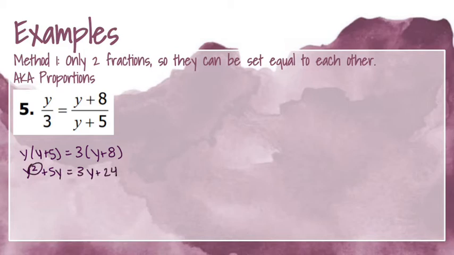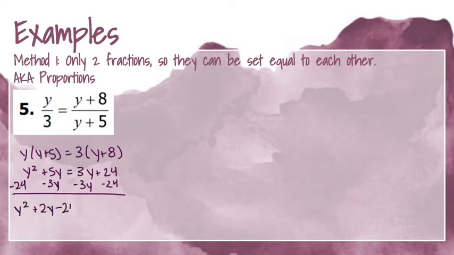And anytime you have a squared in there, that means it's a quadratic equation. When we have quadratic equations, we want it to equal 0, so we want to pull everything to one side. I'm going to subtract 3y and subtract 24, and that 24 is kind of going to be off by itself. So when we do that, we're going to get y squared plus 2y minus 24 equals 0.